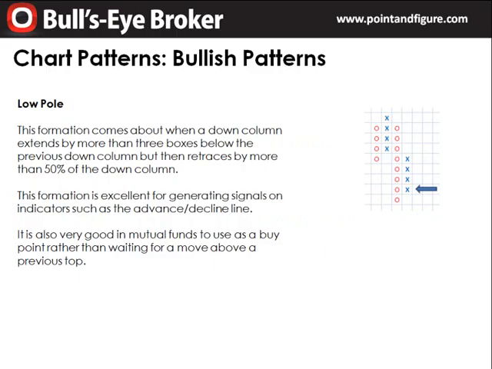The low pole. This formation comes about when a down column extends by more than 3 boxes from the previous down column, but then retraces by more than 50% of the down column. This formation is excellent for generating signals on indicators such as the advance decline line. It's also very good in mutual funds and is used as a buy point rather than waiting for a move above the previous top.